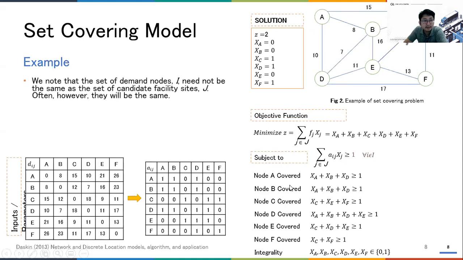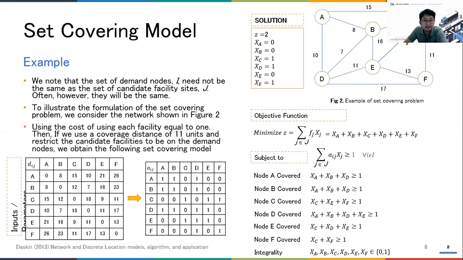Next. This is an example of set covering problems. Again, first of all, what you need to do here is convert from the distance to the Aij matrix. Let's say this is the distance from one location to another location, like what we have here. For example, this is the graph that we are going to consider. You have A, B, C, D, E, F.